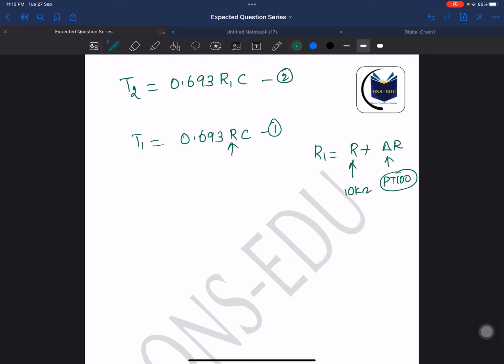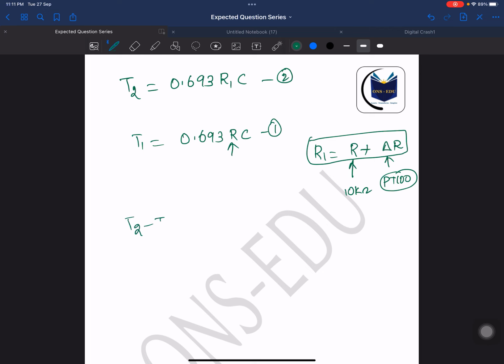Now you are connecting the PT100 temperature sensor in series, so more resistance is there. So now what is going to happen? The R1 is nothing but 10 kilo ohm plus the resistance of the PT100, which is nothing but 10 kilo ohm plus temperature dependent resistance. ठीक है, very very simple.